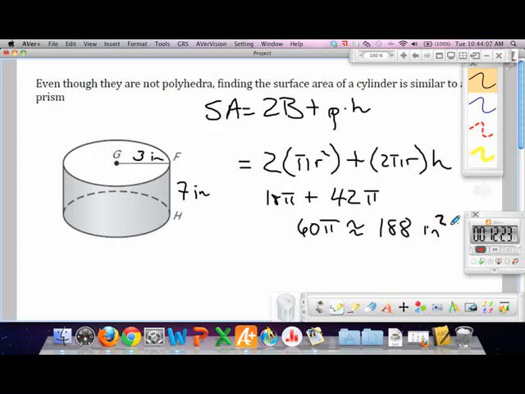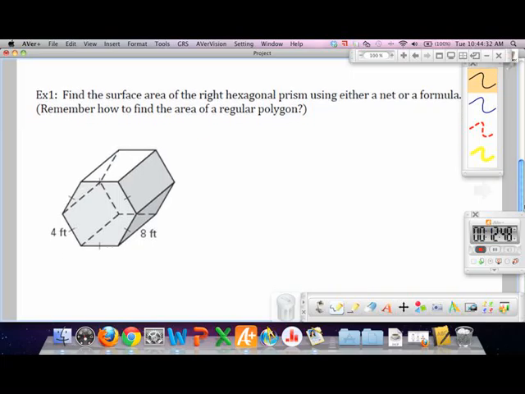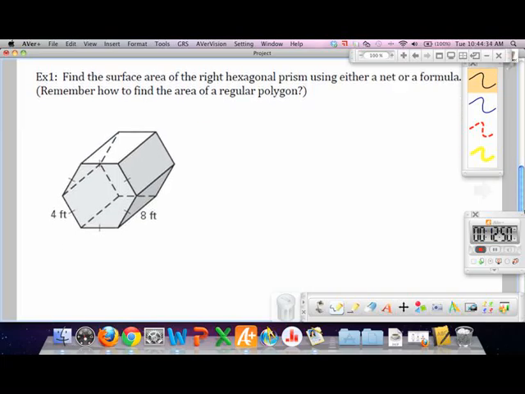So we've seen rectangular prisms. We saw triangular prisms. Circular prisms, also known as cylinders. Let's look at our last one here. Let's look at a prism with regular faces. In this case, I have a regular hexagon as its face, and I ask you to find the surface area. So let's see, surface area is twice the area of the base plus the perimeter of the base times the height.